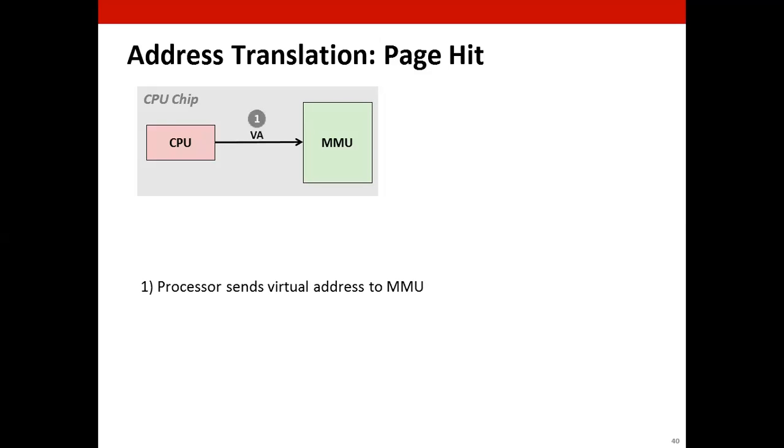So coming back to the address translation, let's see what happens in the case of a page hit and a page miss, or what is called a page fault. Let us first see the page hit. So here it goes. The CPU generates a virtual address using the instructions. This virtual address goes into our memory management unit for translation.